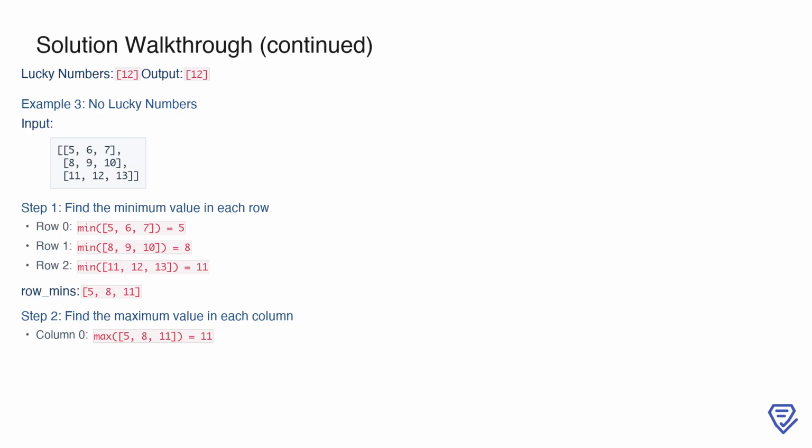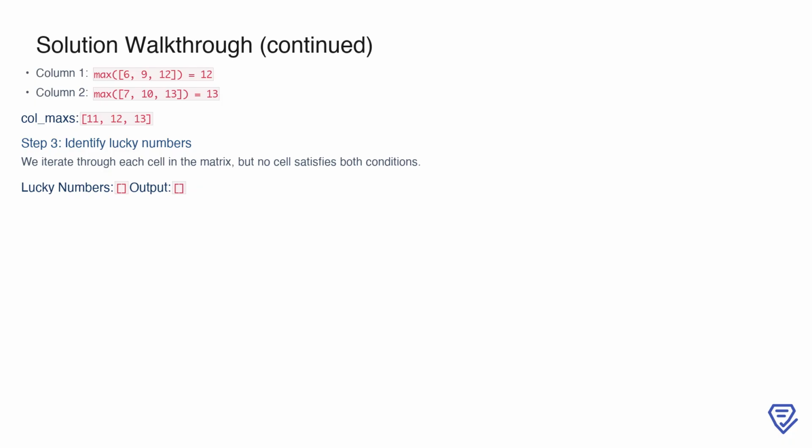Let's now consider a scenario where the matrix has no lucky numbers. The process remains the same, starting with the row minimums. Here, for the given matrix, row 0 has a minimum value of 5 from 5, 6, 7. Row 1's minimum value from 8, 9, 10 is 8, and row 2's minimum value from 11, 12, 13 is 11. This gives us row minimums of 5, 8, 11.